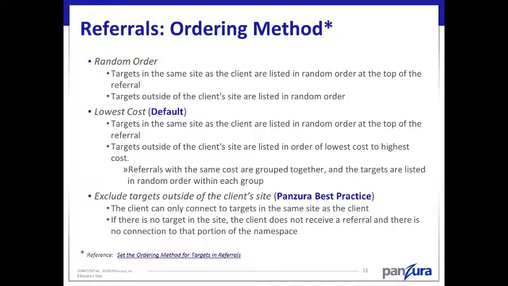The ordering method we're most interested in is what we consider our best practice, exclude targets outside of the client site. What this will do is ensure that all connections are only going to go to the same local site. Paris users are going to connect to the Paris filers. UK users will connect to the UK filers, and so on.